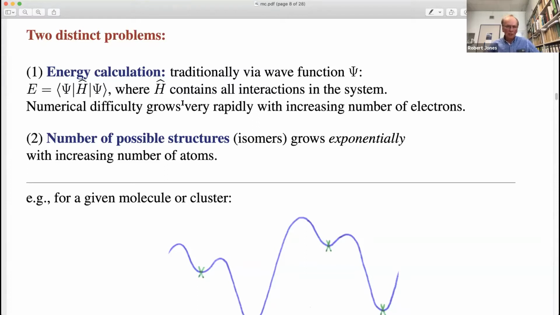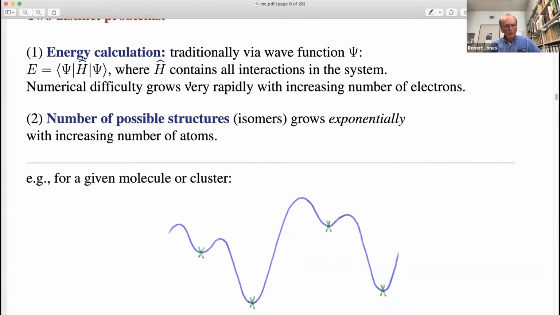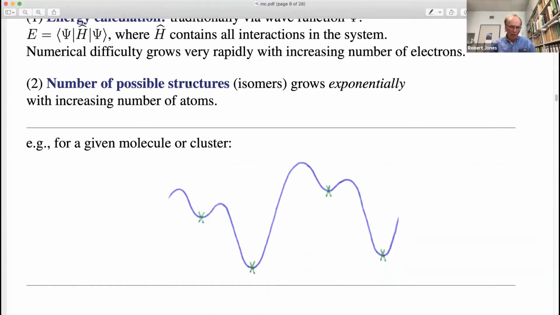So in a system where I'm looking at many atoms, this is really not on. A second problem is that the number of possible structures, isomers if you wish, grows extremely rapidly, in some systems exponentially, with increasing number of atoms. If we take a particular molecule or cluster, we might find a local minimum in the energy surface here, but we have to find a way of ruling out other candidates, other structures, or finding these ones, determining which are the most probable.